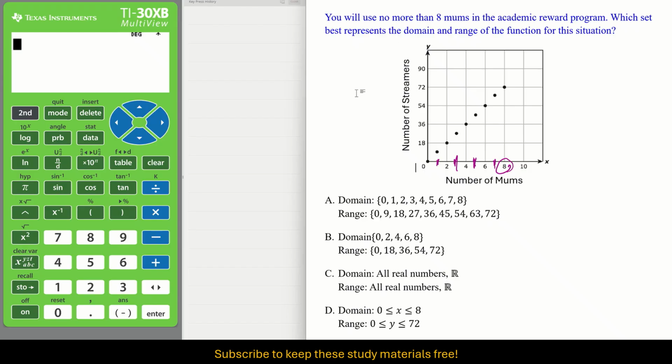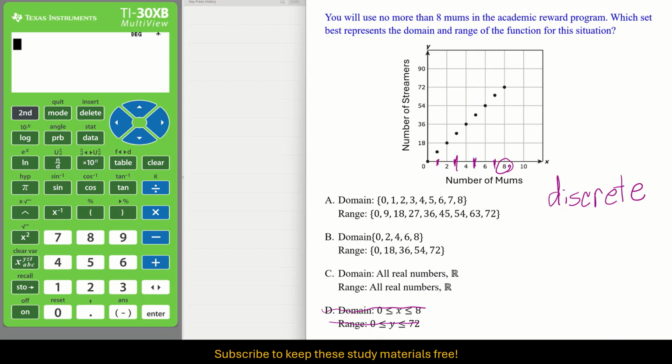Okay, so this means we have a discrete situation only, meaning whole numbers. That's why we have the dots. So that tells me that D would not be an option. Now we have a restriction. We have a restraint on our range because we have a restraint on our domain.